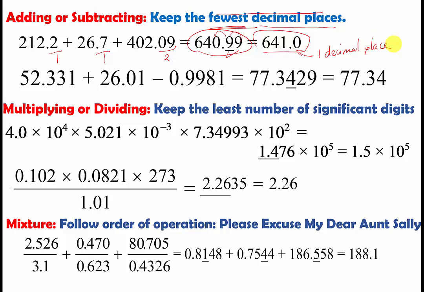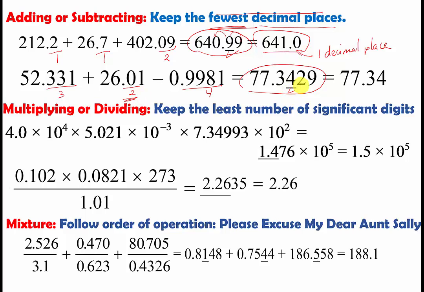Another example, when you have a mixture of both things, again, just plug in the calculator. Plug it in, and what you have is this big number right here. In this case, we have 3 decimal places, 2 decimal places, and we have 4 decimal places. What is the fewest decimal places? It's going to be 2. So your answer must be rounded to have 2 decimal places.